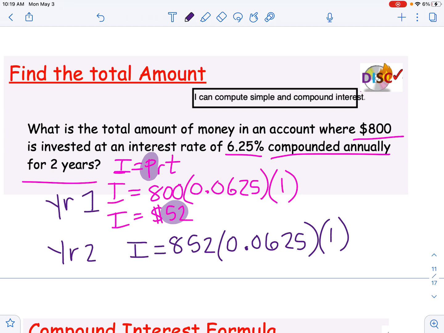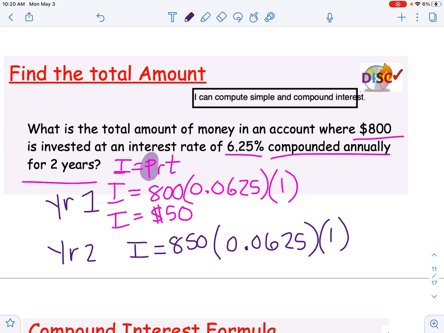Oops, and it looks like I miscalculated on the first one there. I did 800 times 0.065. It should be times 0.0625. So this should have been 50. That's my mistake. So that should be 50, which means this would become 850.